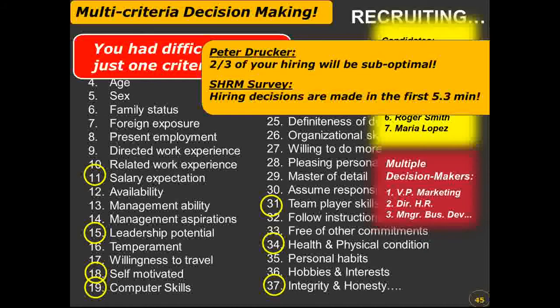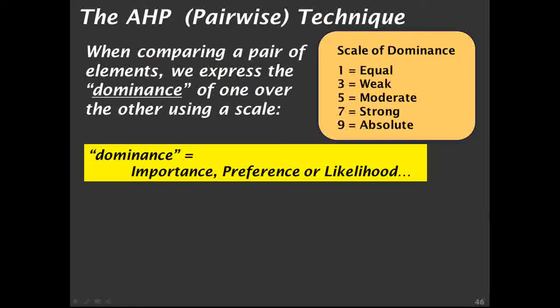In fact, Peter Drucker said 2/3 of your hiring decisions will be suboptimal within 1 year. And the Society of Human Resource Management, SHRM, did a survey and found out that the hiring decisions are made in the first 5.3 minutes of an interview. We're not doing a very good job when it comes to decisions. Let's try to explain the AHP technique so that we can get a better handle on it.